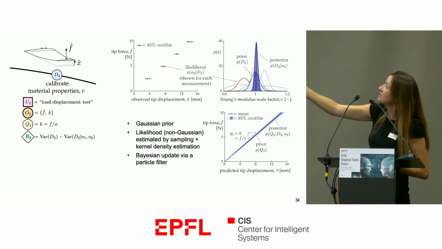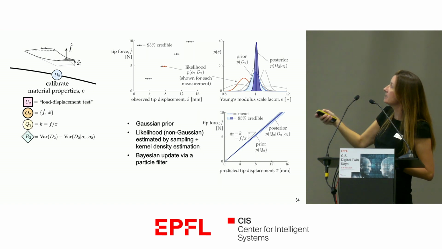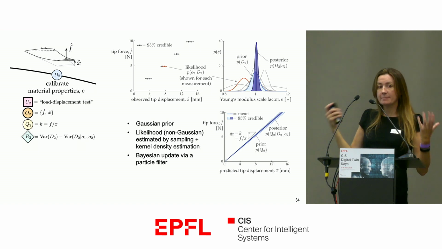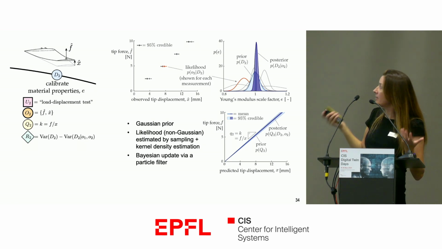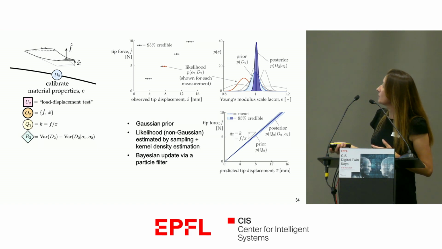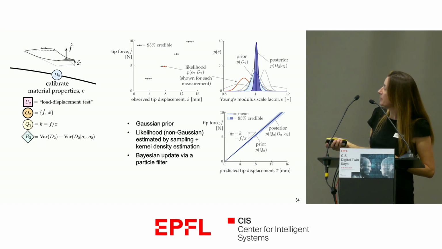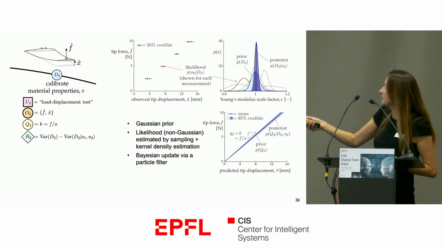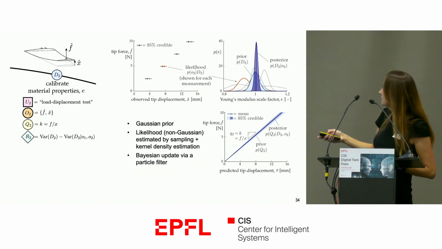Anyway, we apply these known tip loads, measure the displacement. We can generate these pairs of now forced displacement. Again, everything's Bayesian. We have the prior. The prior is Gaussian. The likelihood is non-Gaussian. So we have to do that update from prior to posterior using a combination of sampling and kernel density estimation and then using a particle filter.